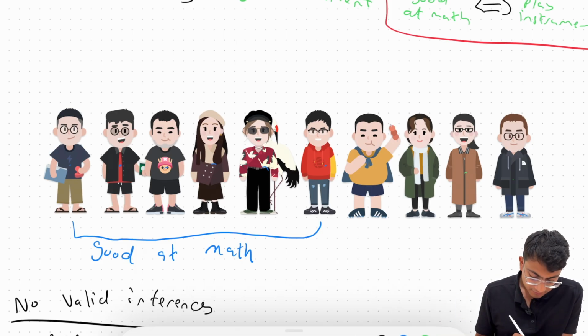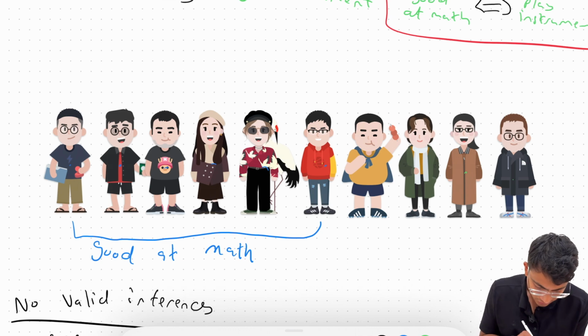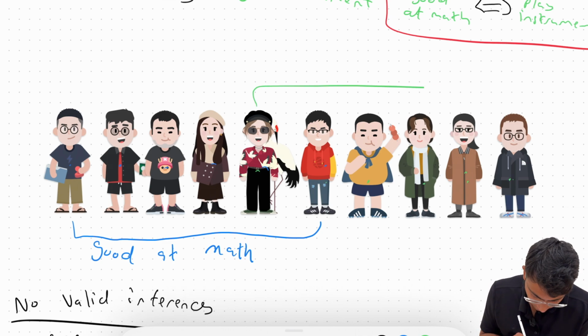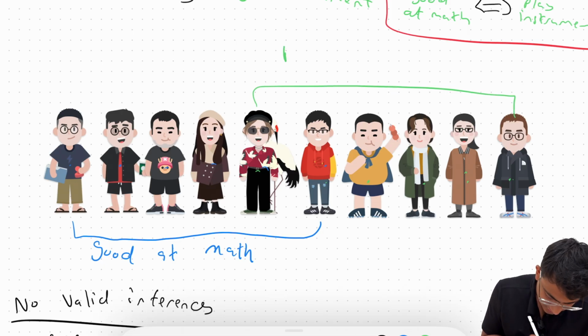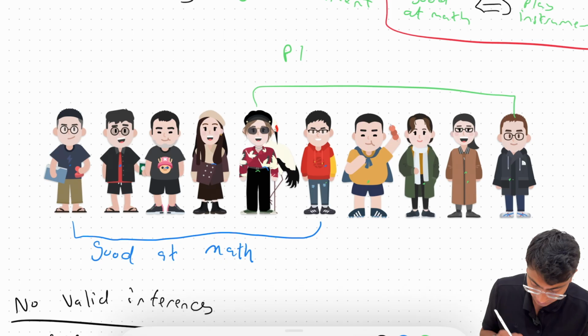Second is play an instrument. So I'm going to have 6 students, 1, 2, 3, 4, 5, 6. And these 6 will be playing an instrument. Play instrument.